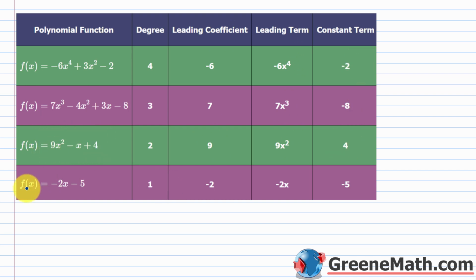Then for this one right here, we have f of x equals negative 2x minus 5. The degree is 1. Why is the degree 1? Again, if you write this out, f of x equals negative 2x minus 5, what's the exponent on that x? It's understood to be a 1, so that's why the degree is 1. The leading coefficient is negative 2, then the leading term is the whole thing, so negative 2x, and then the constant term is the negative 5.